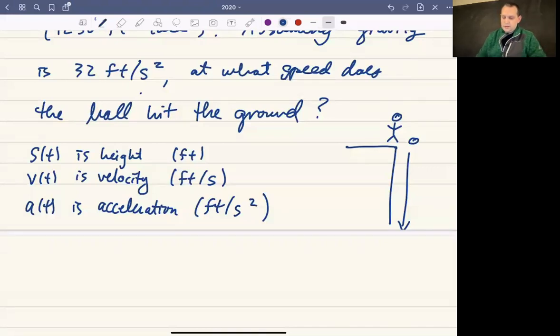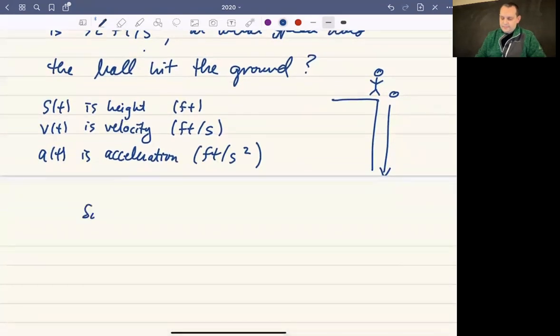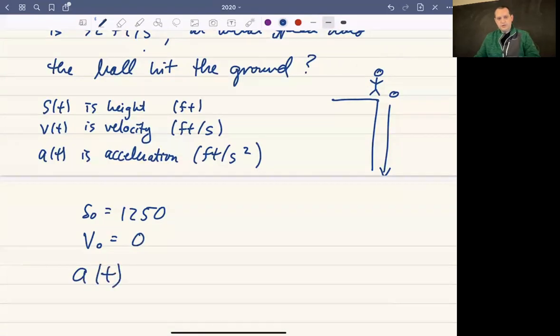We know that the initial height is 1,250. We know that the initial velocity is 0. And then what's our acceleration? So 32 something. The question is, is it going to be positive or negative 32? And what I want you to do is think about these in terms of derivatives. A is the derivative of V. If V is increasing or decreasing, we need to think about what that tells us about the sign of A.